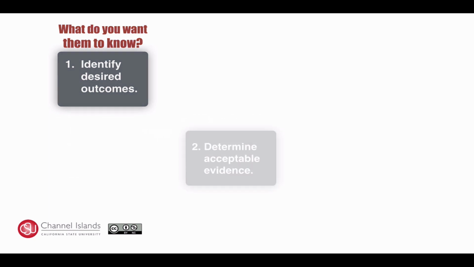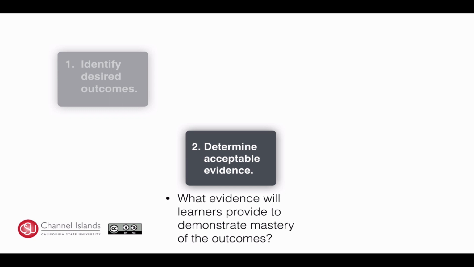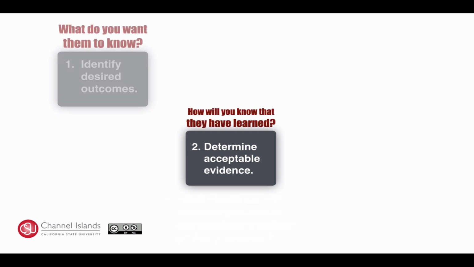In step 2, determine acceptable evidence, you move deeper into the design of each learning module. The modules already have learning objectives, which you established in step 1. Now your task is to think about how your students will demonstrate to you what they have learned. A more common word for this process is assessment. In step 2, you're identifying how you will know that they've learned. And remember, it's always important for your students to also be able to identify that they've learned as well.